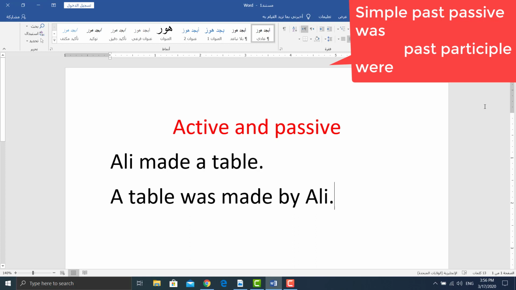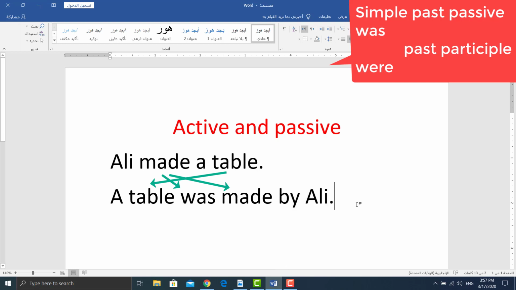Okay, who can tell me what are the changes? How can we change a sentence from active into passive? Yes, first we put the object in place of the subject. And what after that? Yes, look at the main verb, made. This is the second form of the verb, so this is past simple. So we get verb to be in past, which is was. Yes, very good. And after that, we have the past participle of make, which is made. And finally, we may write by Ali.